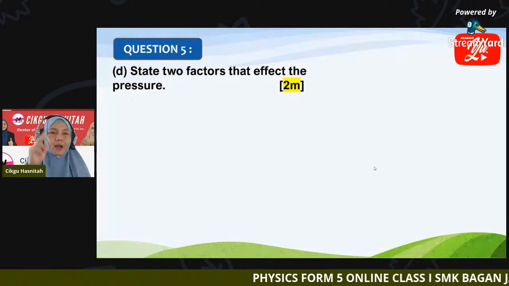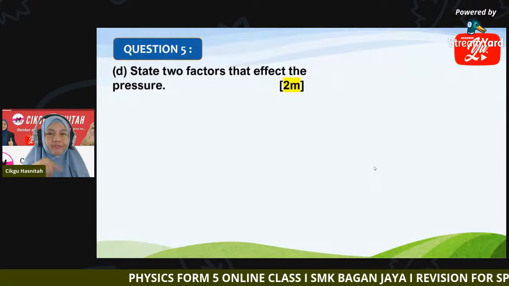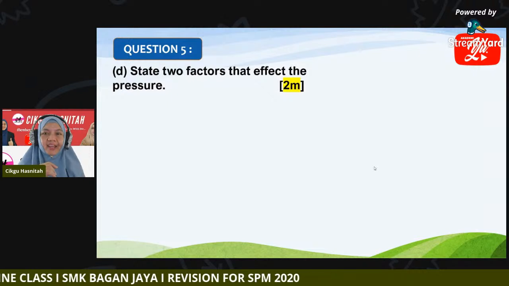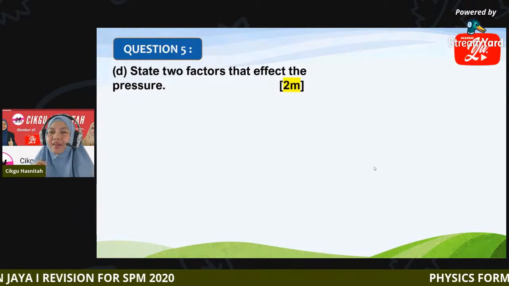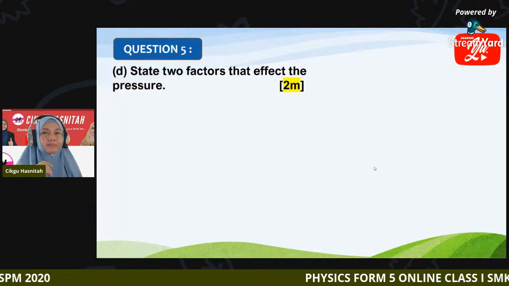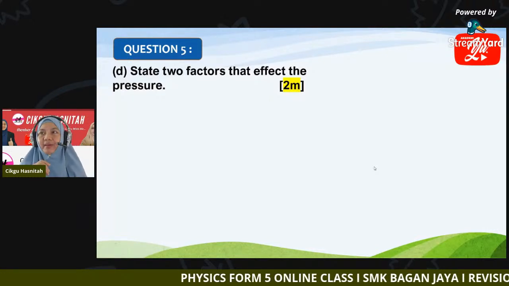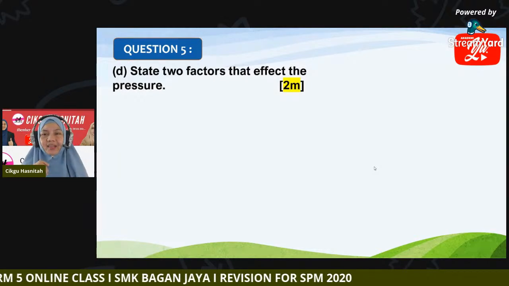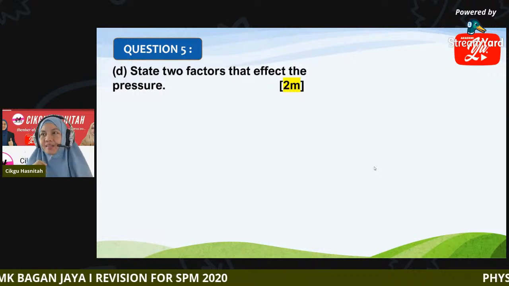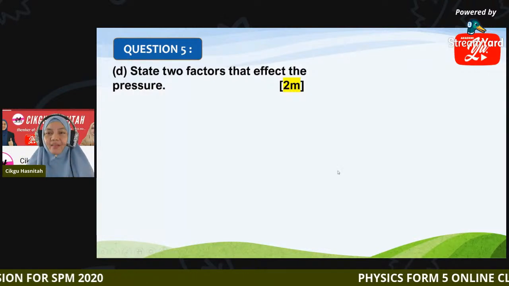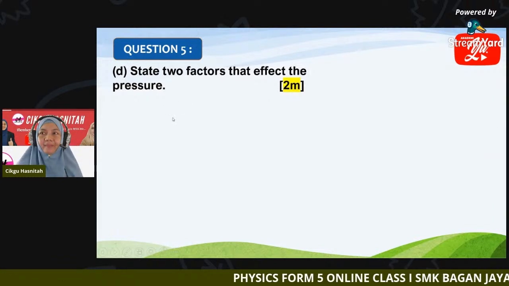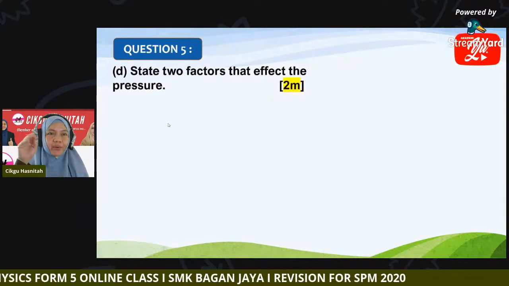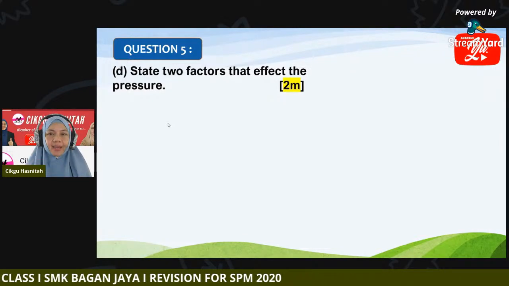Just now, P is F divided by A. Jinjie said height and density. Any other answer? State two factors that affect the pressure. So others, what do you say? I give you the clue, the equation just now, P equal to F divided by A.